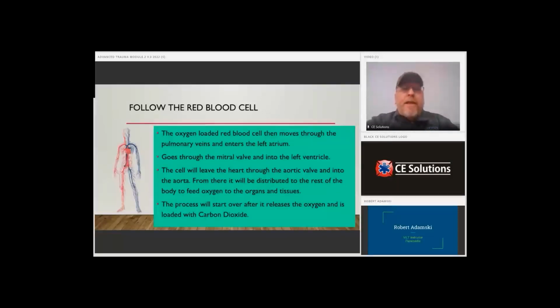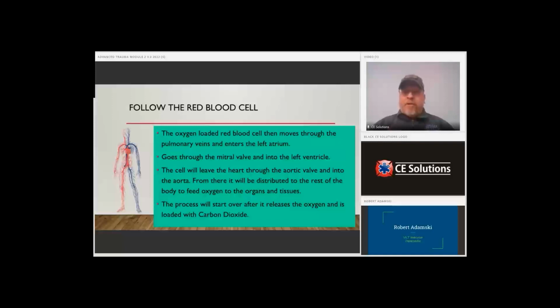We're then going to proceed once the erythrocyte has loaded on the oxygen in the lungs. It's then going to move via the pulmonary veins and go back to the heart via the left atrium. It's then going to pass through the mitral valve, enter the left ventricle, and then the erythrocyte is going to leave the heart through the aortic valve into the aorta. There it's going to be distributed to the rest of the body to feed oxygen and perfuse the vital organs. And then that whole process starts over again.